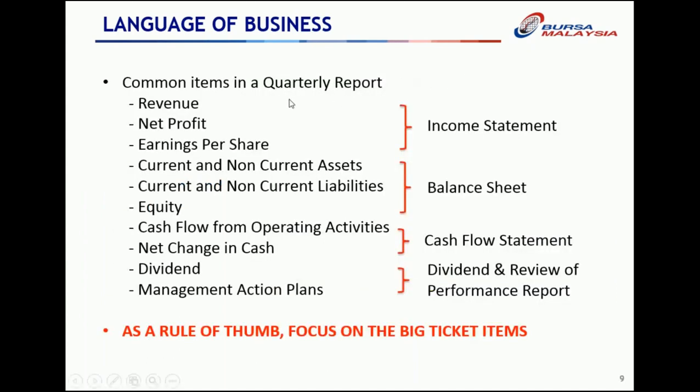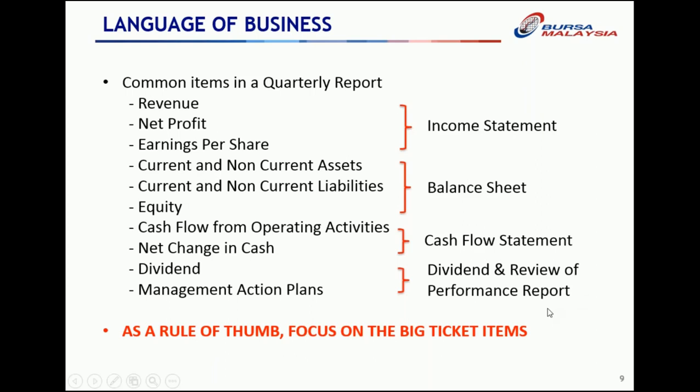Common items in the quarterly report, based on what I normally do, would be to look at revenue, net profit and earnings per share, which are found in the income statement; current and non-current assets, current and non-current liabilities, and equity, which are found in the balance sheet; then cash flow from operating activities and net change in cash, from the cash flow statement; and dividend and management action plans, which are found in the dividend and review of performance report.